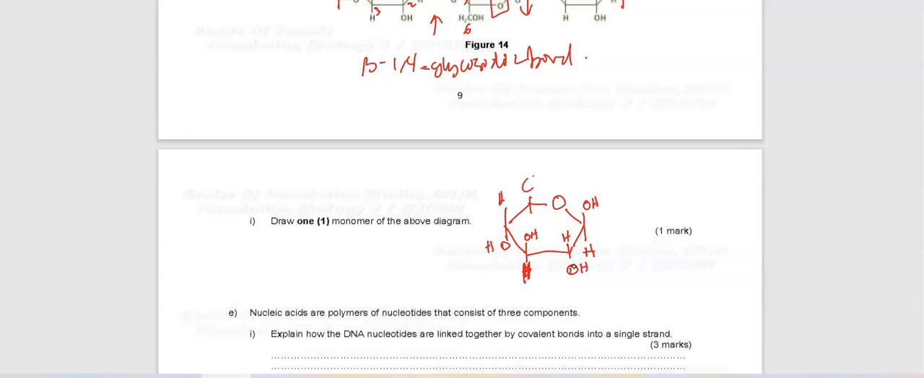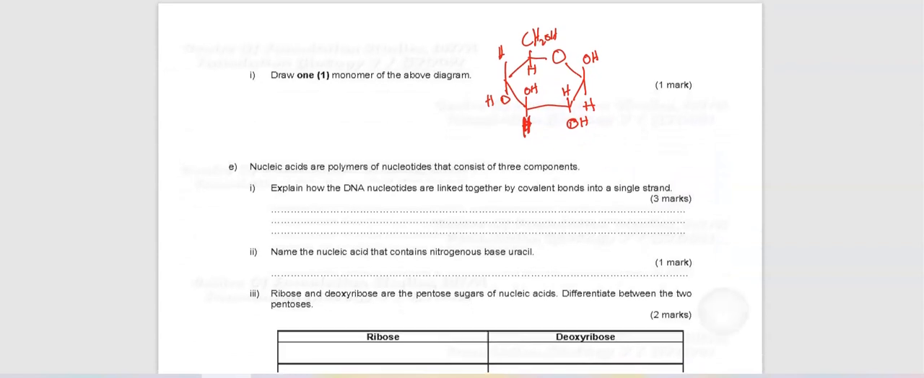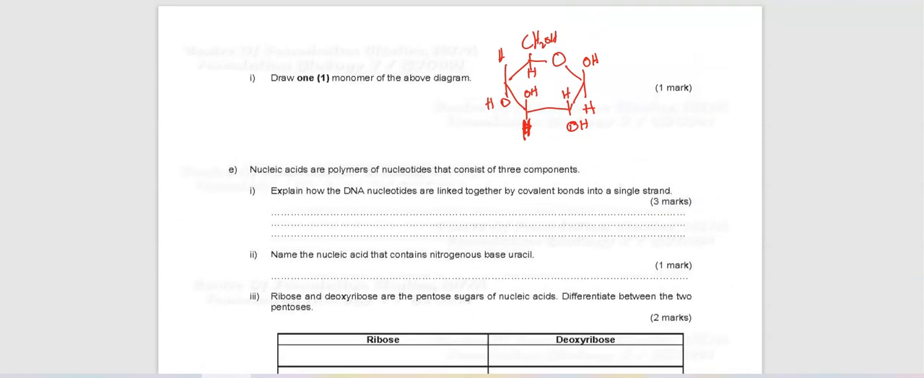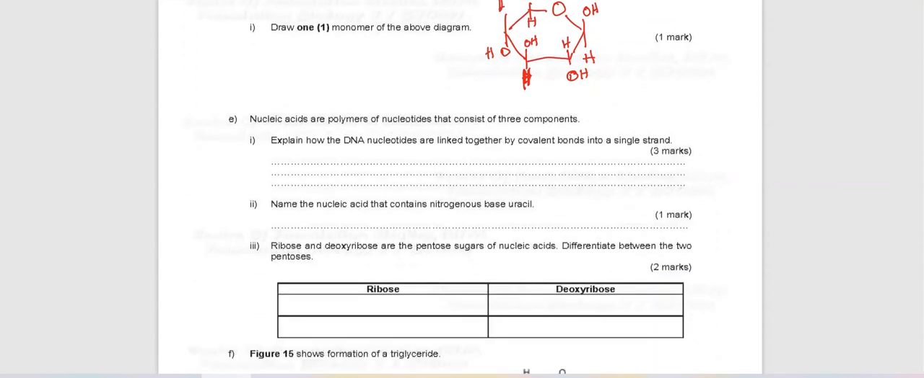CH2OH. So you have to know how to draw the monomers: the alpha glucose, the beta glucose, the structure of fructose. You have to know how to draw them. So that is your answer. Make sure you place all the atoms correctly. So, E.